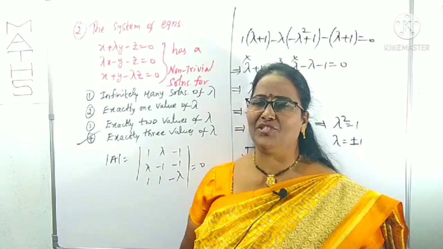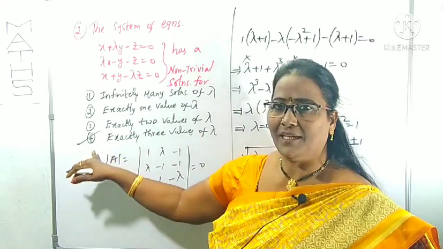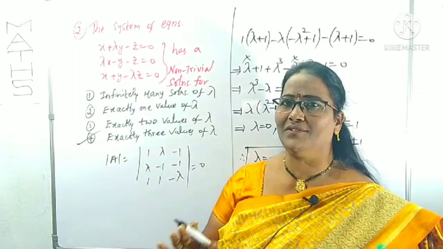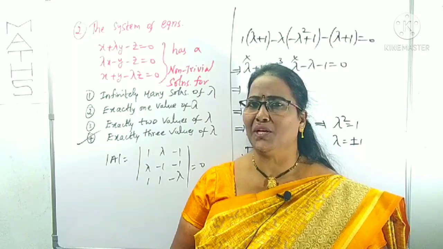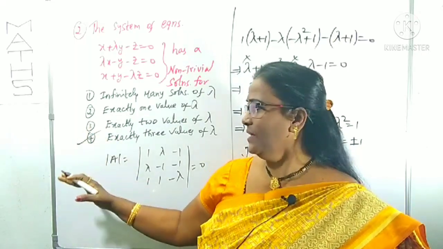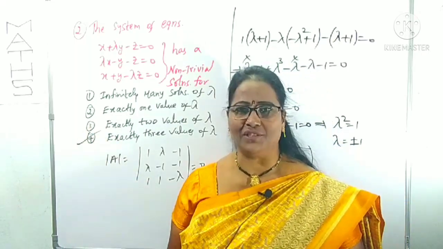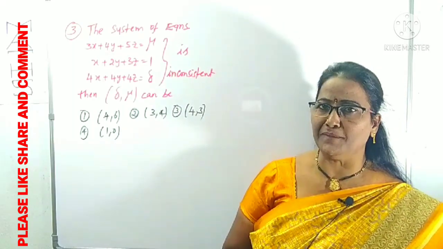It's a very easy question. It's very clear. Is it clear? There is no difficulty at all. Just we have to use that det A is equal to 0. From that we can find out the lambda value or values. That is all we did in this question. Clear? Come to the next question.